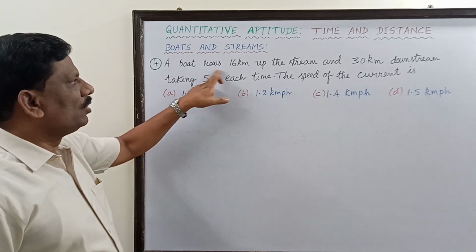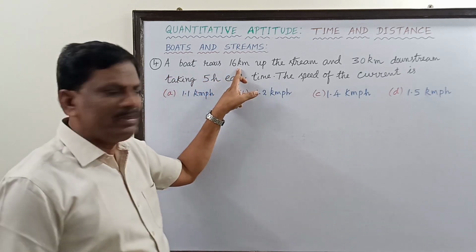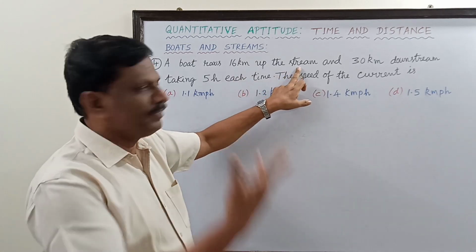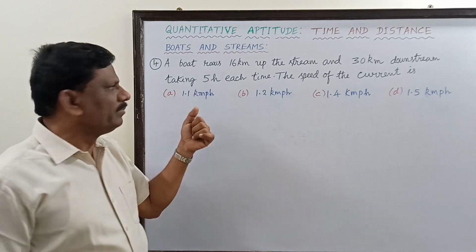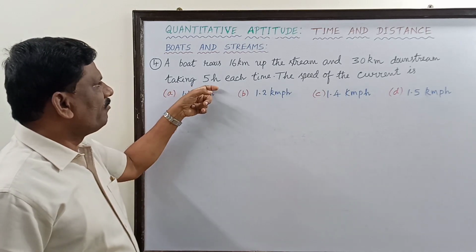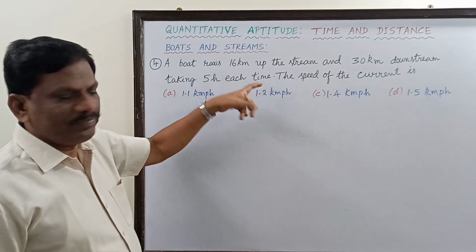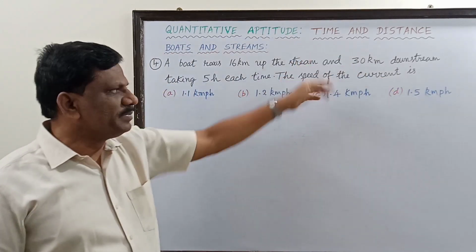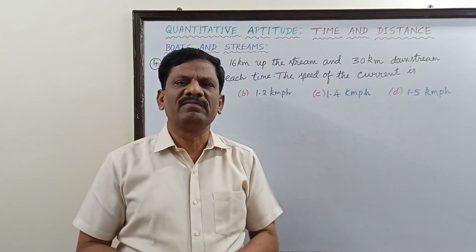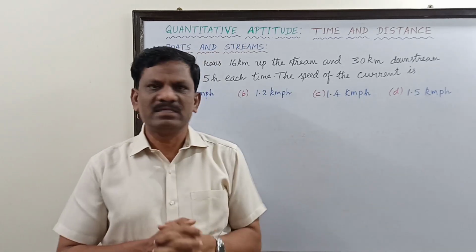A boat rows 16 km up the stream and 30 km downstream, taking 5 hours each time. The speed of the current. The speed of the current here means what? The speed of the water current. Okay, speed of water.